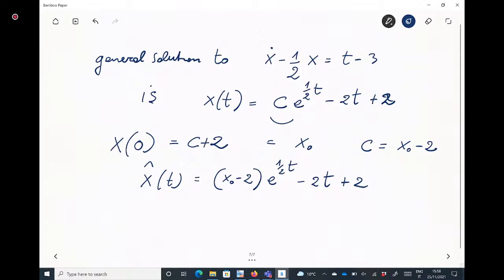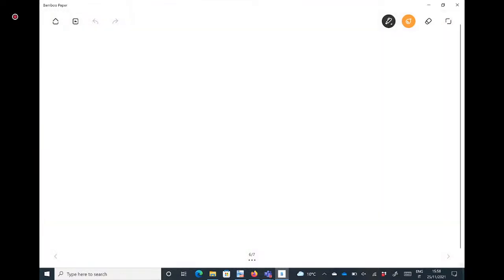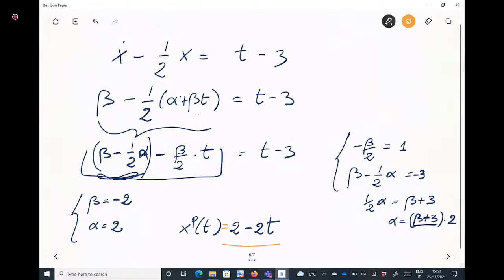Sorry, why is it C plus 2? It's C plus 2 because when t is equal to 0, this becomes 1, this becomes 0. So what survives is only 2 here. So the initial condition means that I want to find the value of C corresponding to a given initial condition, and I found this solution. I would like to know what is the meaning of x0 minus 2. The meaning of x0 minus 2 is related to the meaning of this particular solution that we found with our heuristic method.